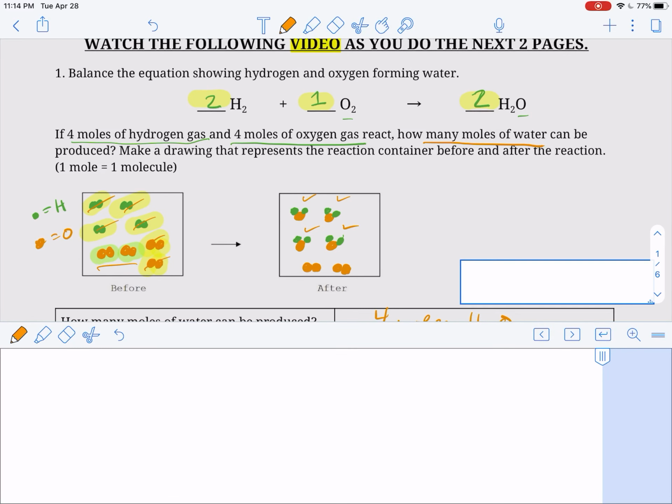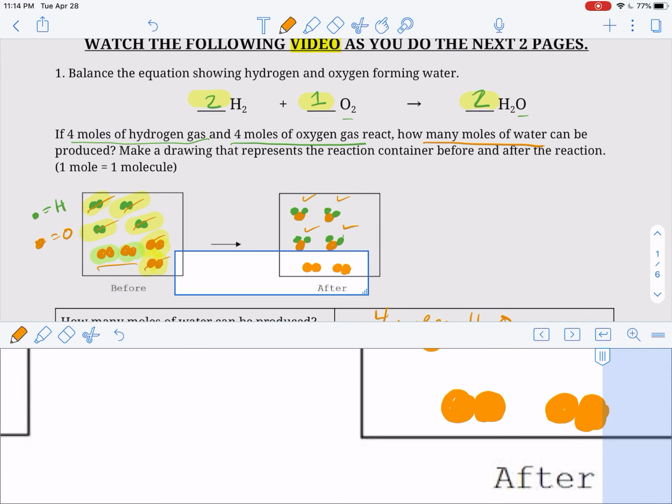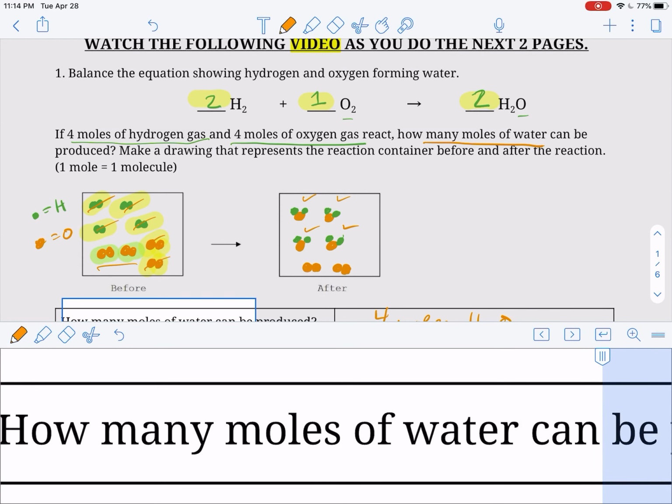Oops. Why do I keep doing that? I can never figure out how to get out of this.